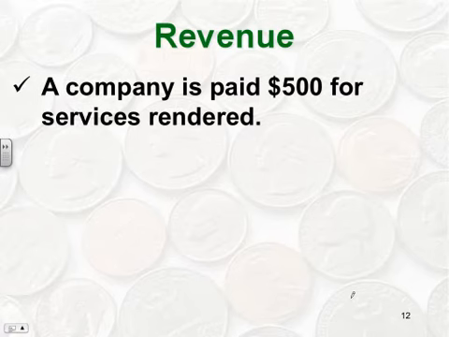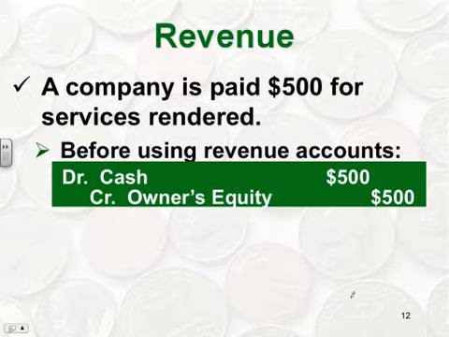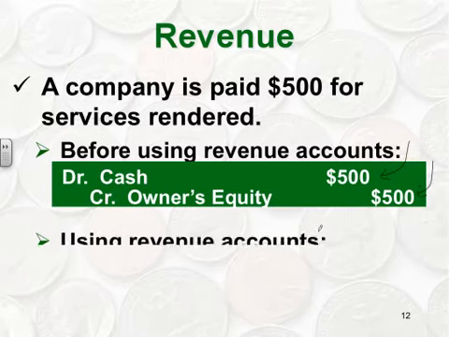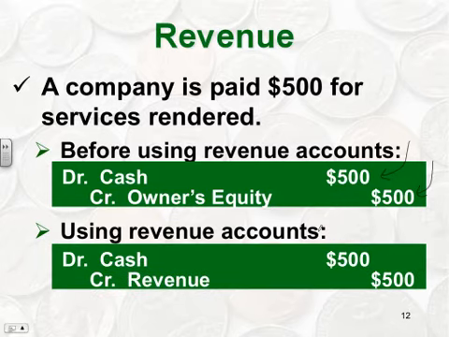Here's an example. A company is paid $500 for services they render. Before, we would have debited cash, just like this, and credited owner's equity. There's our equal debit and credit. Now, we're going to use a revenue account, so we're still going to debit cash, but instead of crediting owner's equity, we're going to credit revenue. This is the expanded ledger. We're using other owner's equity accounts so we have more detail.